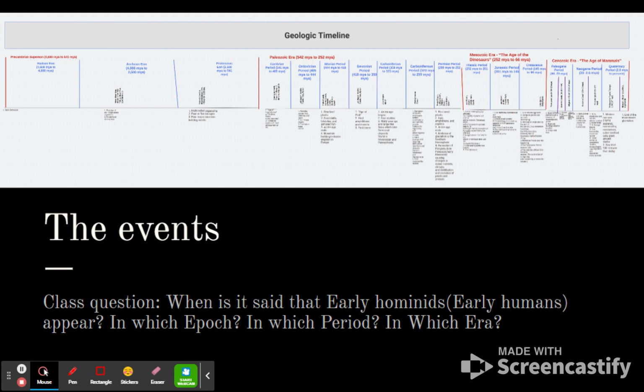What I had in my notes is the Cenozoic, the Neogene period, and the Miocene epoch. Did that check out with you guys?